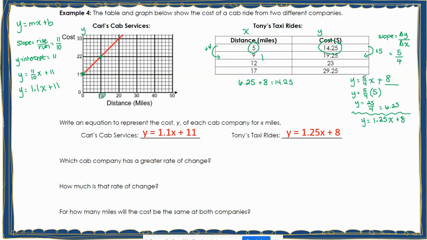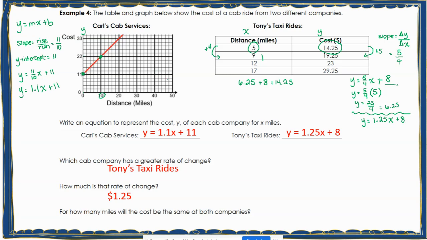Which cab company has a greater rate of change? Well, I see that Carl's cab company has a rate of change of 1.1, and Tony's cab company or taxi has a rate of change of 1.25. So that means that Tony has a greater rate of change. How much is that rate of change? It's 1.25 or $1.25. So in this situation, it means that Tony charges $1.25 for each mile. And because his y-intercept was 8, that meant that he charged a flat fee of $8.